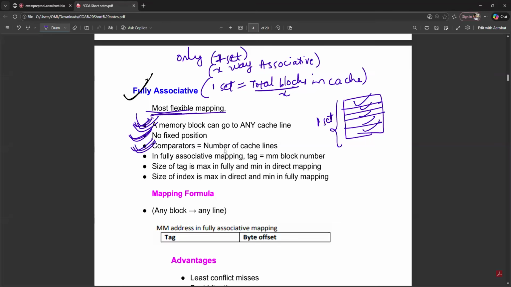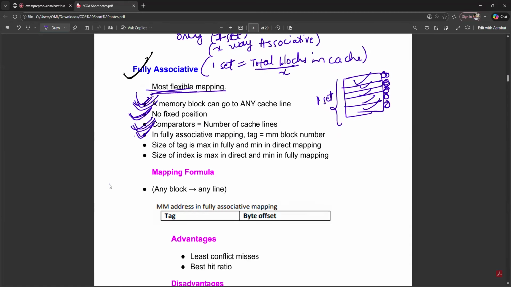Comparators required are equal to the number of cache lines, because you have to compare each particular line to get to know. So the comparators required equal the number of cache lines. Now in a fully associative mapping, tag is equal to main memory block number.